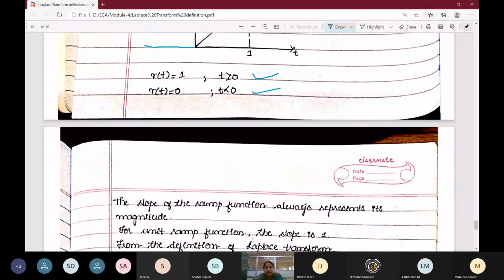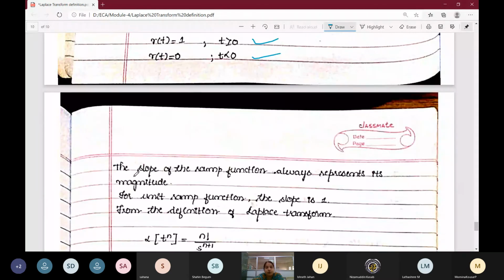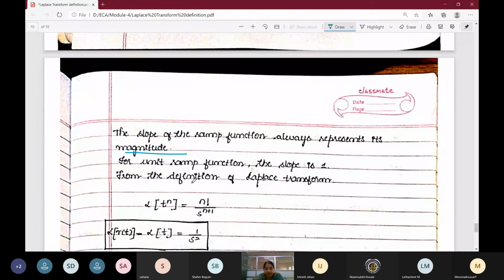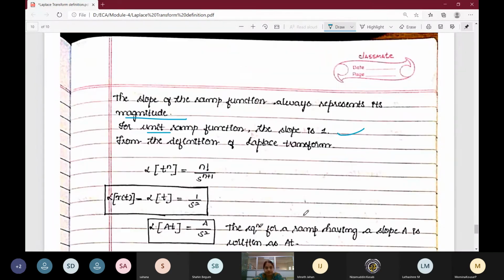Here also we'll see some shifted functions. The slope of the ramp function always represents its magnitude. This is the slope. For the unit ramp function, the slope is 1. Fine.